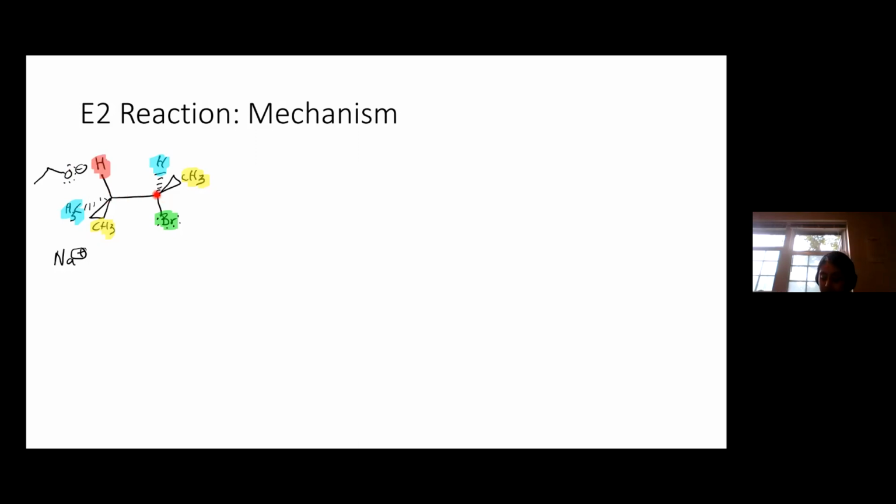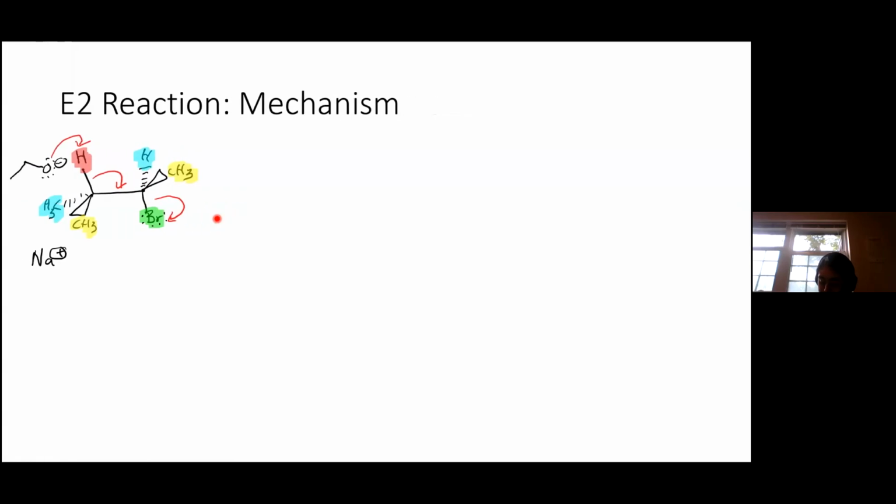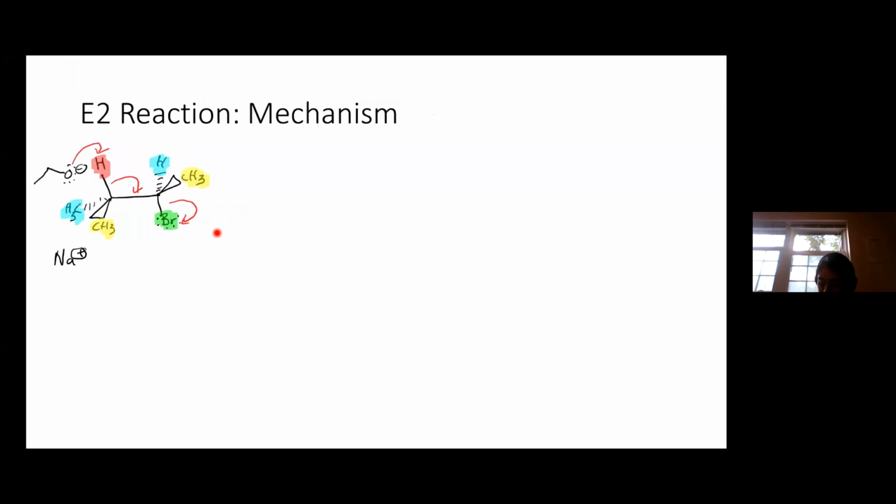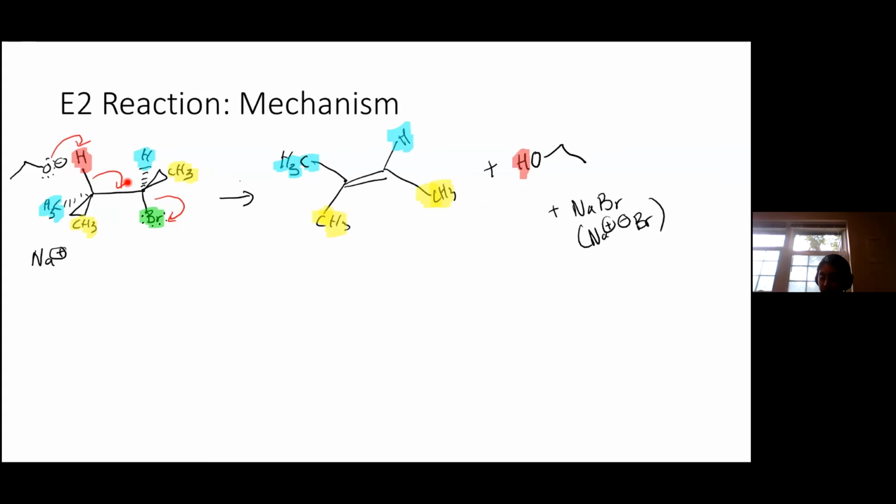And then what's going to happen is that this Br is going to leave. So it's going to look like this. This arrow is taking the H. This electron is going between this bond right here. And then the Br leaves, the leaving group leaves. Right, so now we form right here our alkene. So again, we know alkenes are planar.